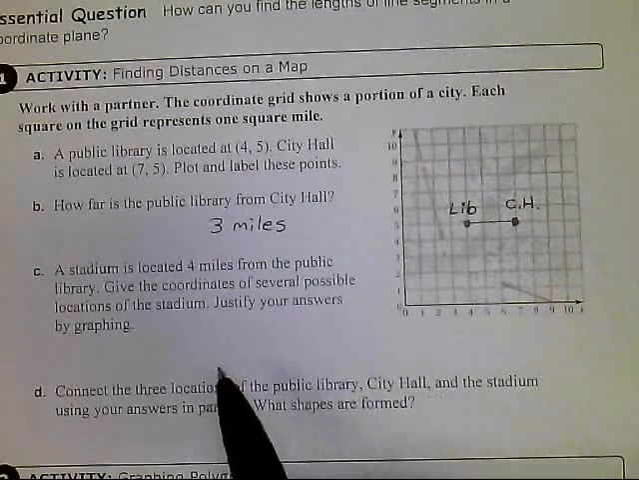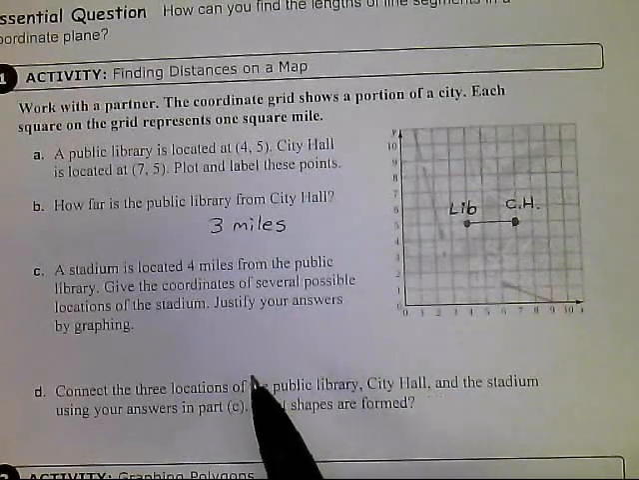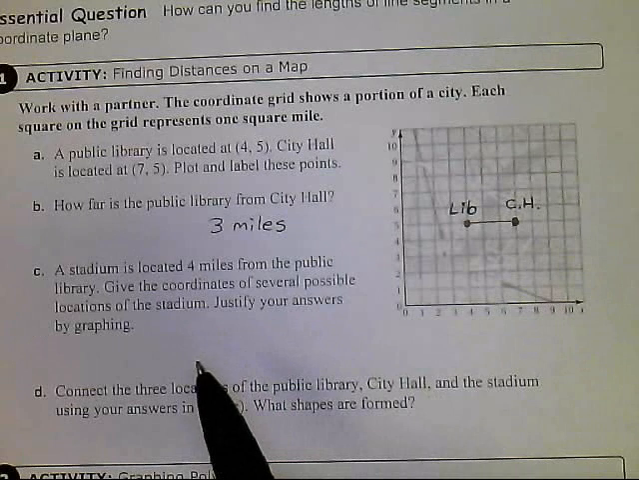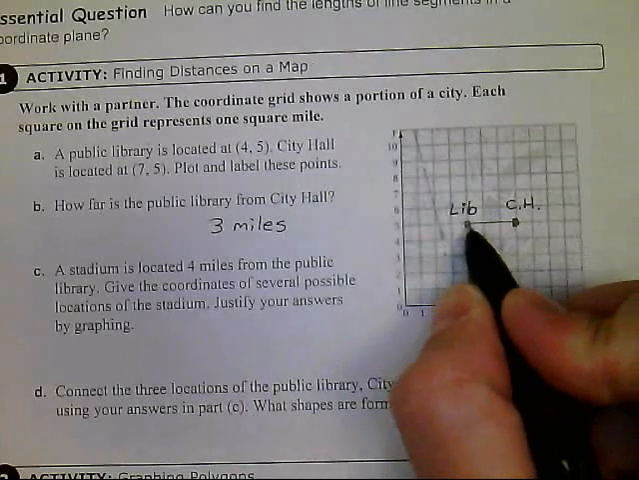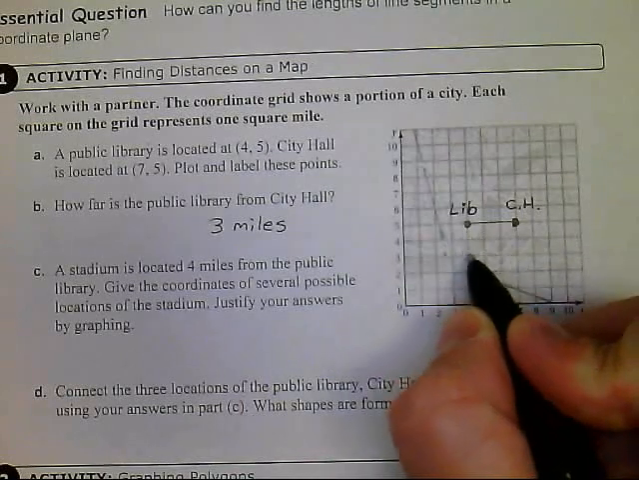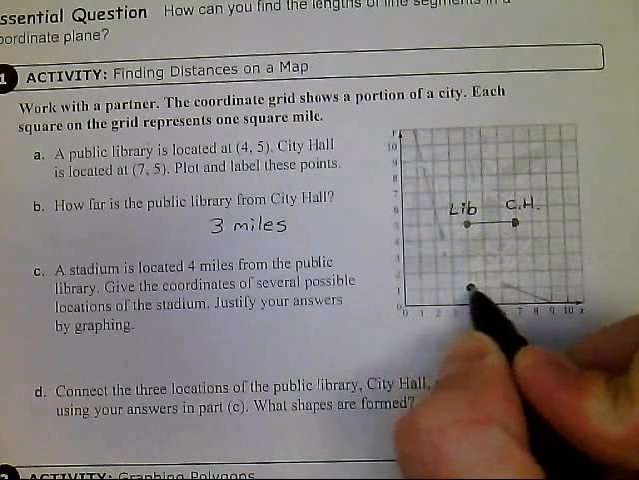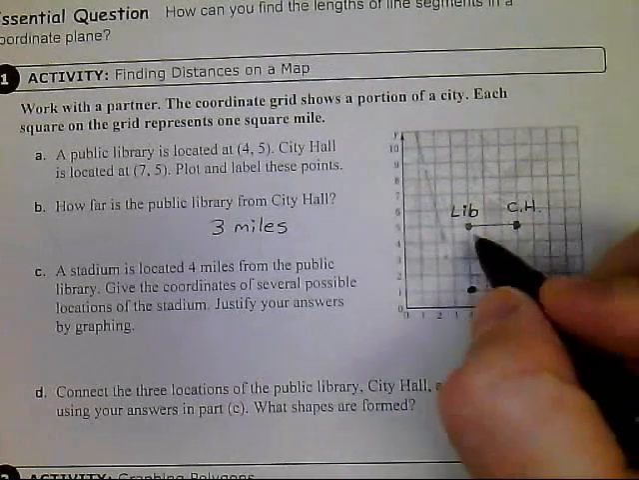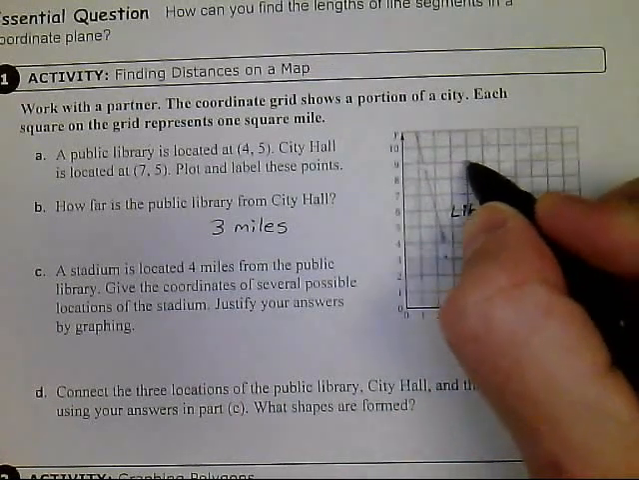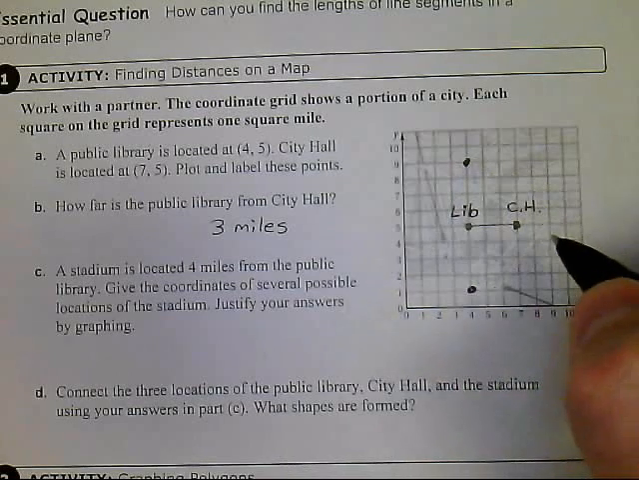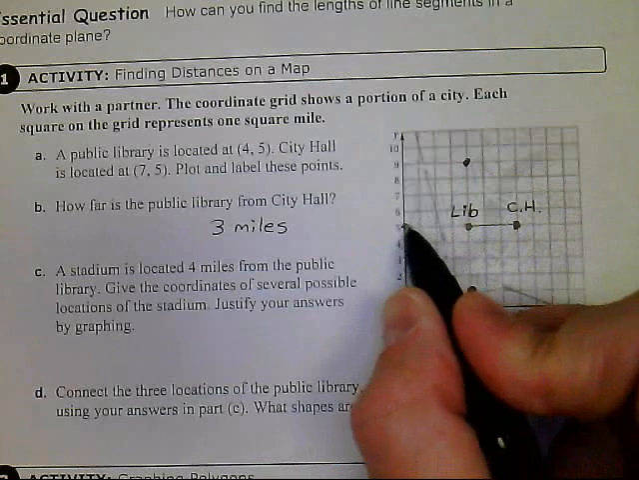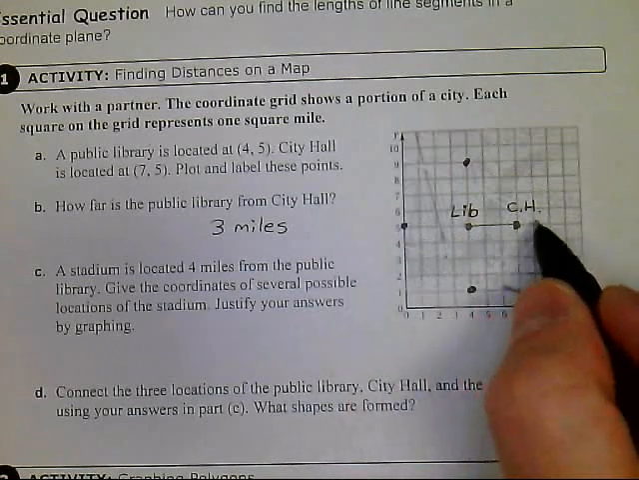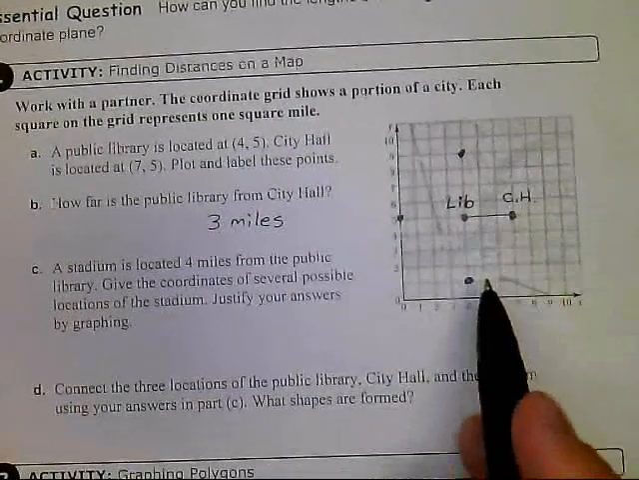So a stadium is located 4 miles from the library. They want us to give the coordinates of several possible locations of the stadium. Justify your answers by graphing. So I'm going to go ahead and graph first. I can see that if I'm going from the library, I'm going south 1, 2, 3, 4 miles. That could be the location of the stadium. If I'm going north 1, 2, 3, 4 miles, that could be the location of the stadium. Or if I'm going west 1, 2, 3, 4, that could be the location of the stadium. Obviously, it could be here as well. But those are the 3 that I use.